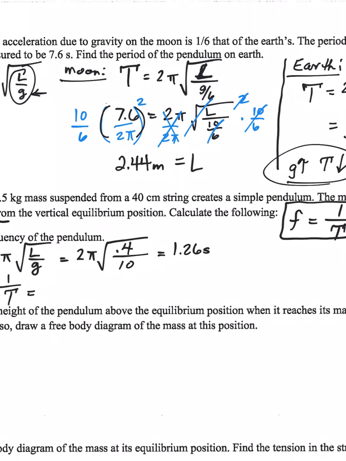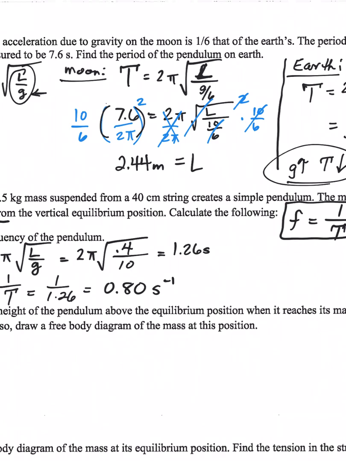1 over the period, right? So 1 over 1.26. All you have to do is hit the x to the negative 1 button on your calculator and hit enter. You should get about 0.795. So about 0.80. And this is seconds to the negative 1. We have a unit for that. Seconds to the negative 1 is hertz.